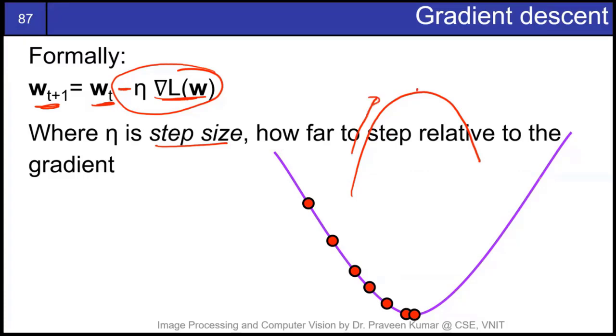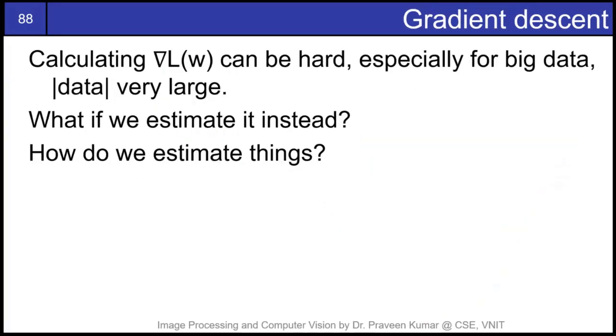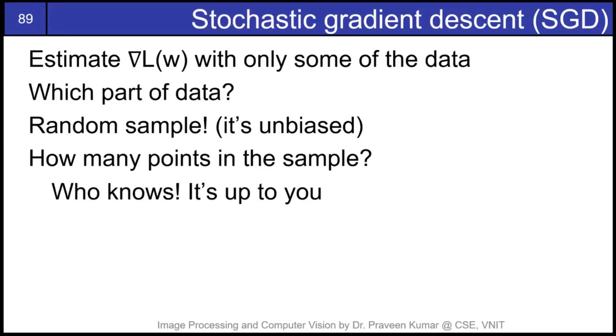If it is a loss function, it will be this kind of function, and you will try to move towards the minima. So now for gradient descent, we need to calculate this gradient value. And to calculate this gradient value, you will have to calculate this for each sample in the data set. And if the number of data samples is very large, then this can be computationally prohibitive. So normally we do an approximation, an estimation. Basically, you go for stochastic gradient descent.